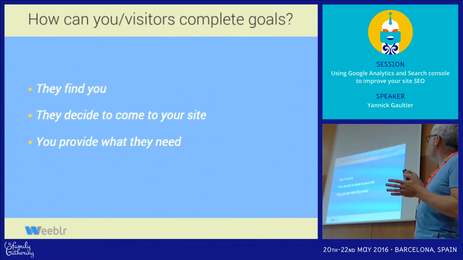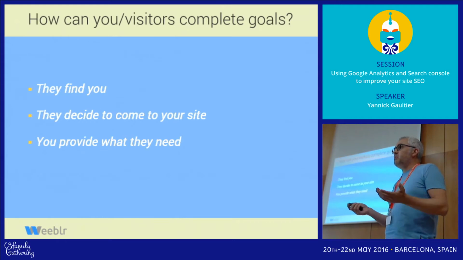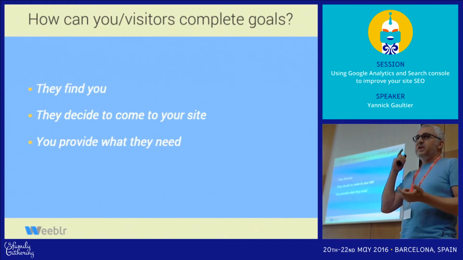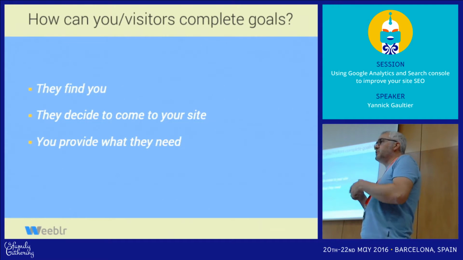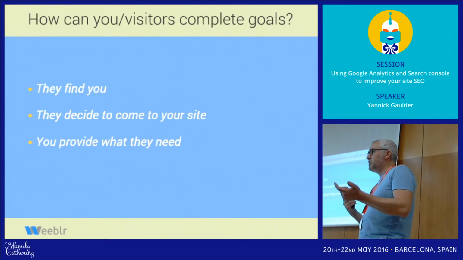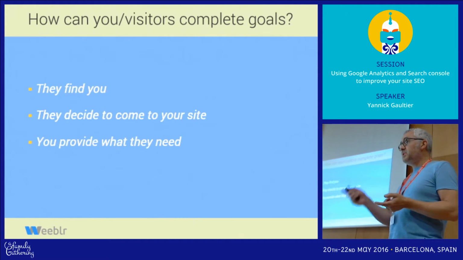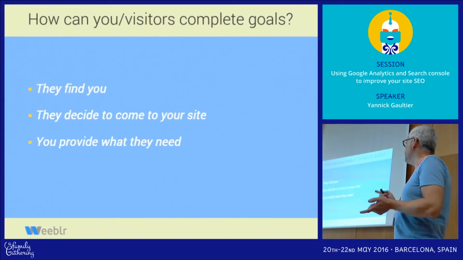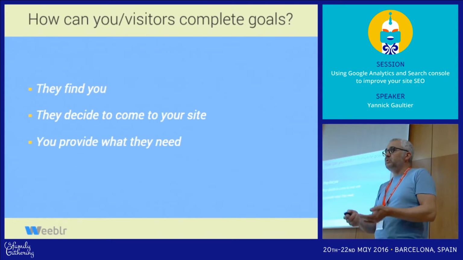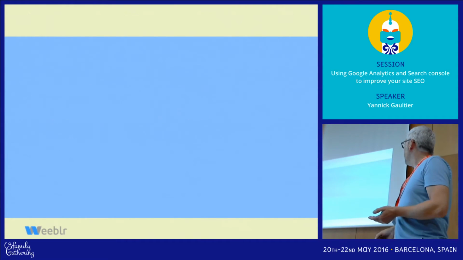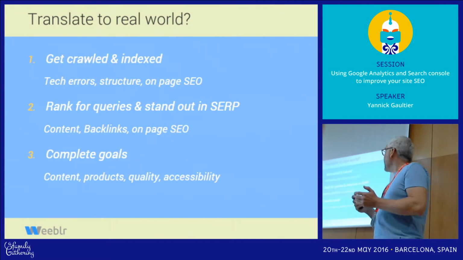And how can this be improved? We found that there are 3 steps. Users have to find you. If they don't know about you, there's just no way they're going to come to your site and complete your goals and their goals. If they find you, if they become aware of your existence, then they need to decide to come to you. That's the second step. And then eventually you need to deliver. If they come to your site, then you need to deliver. So the talk is going to be structured around those 3 steps.